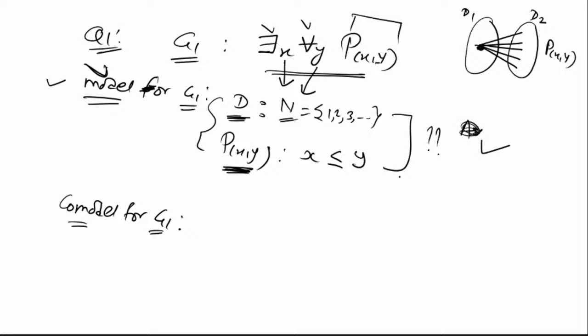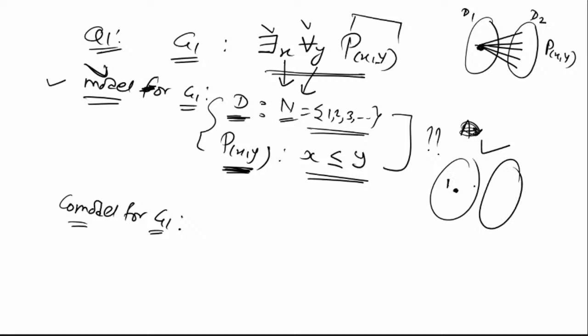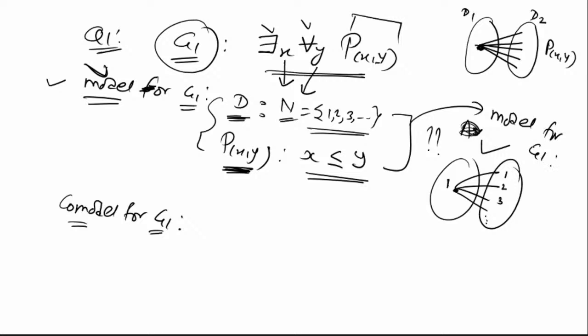This is a model, because in this environment our formula G1 will be true. This is the domain for each variable, and pxy is x less than or equal to y. So G1 will be true, because you can take x to be 1. Then 1 is less than or equal to 1, 1 is less than or equal to 2, 1 is less than or equal to 3, and so on. So this environment is a model for G1, because G1 is true in this environment.